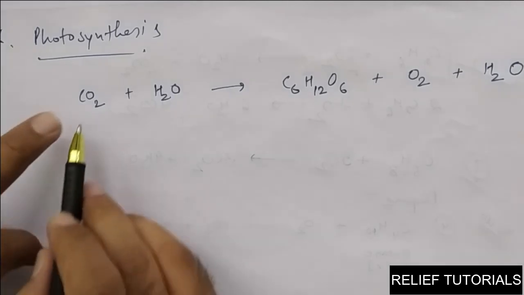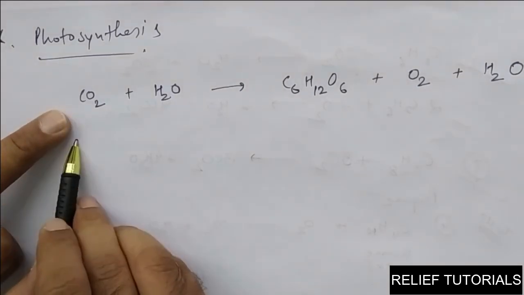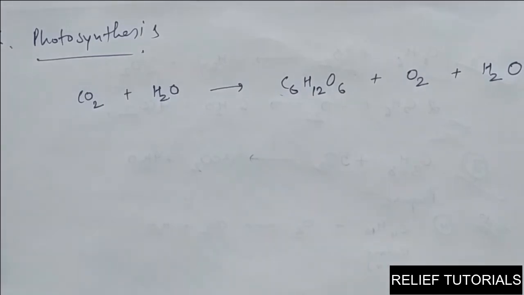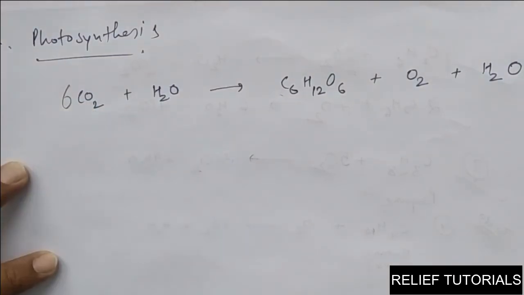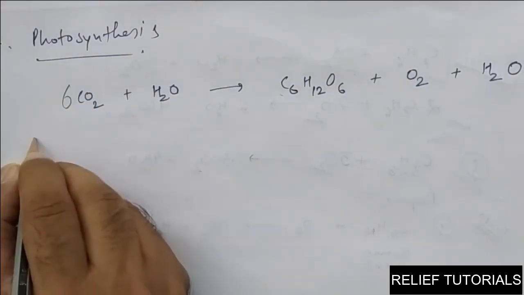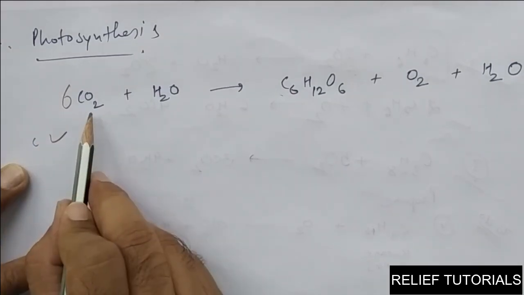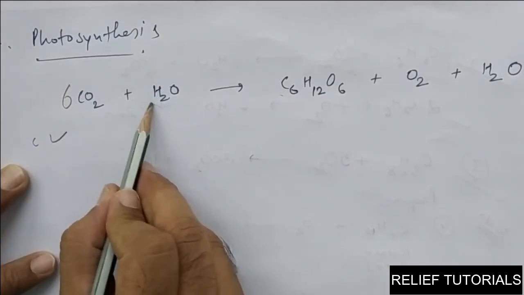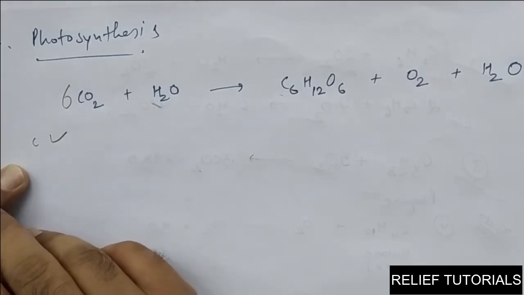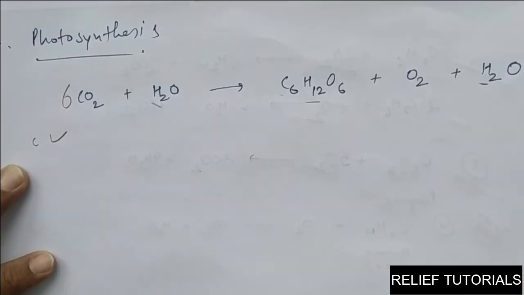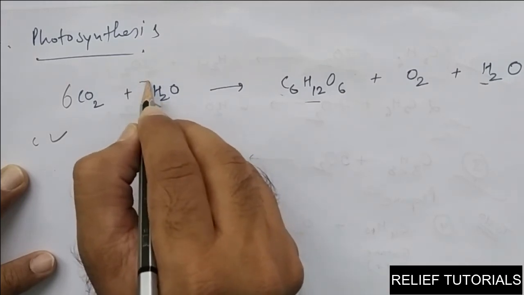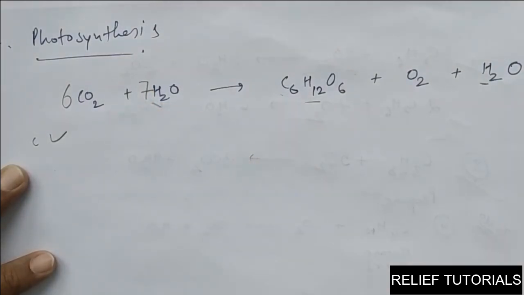Calculate the number of carbon. Carbon 1. Total carbon here is only what? 6. So what can we write? We can write 6 there. So if you write 6, carbon is balanced. Now H. How many H here? 2. Here 12 plus 2. So 12 plus 2 will be 14. So if you write 7, it will be balanced.